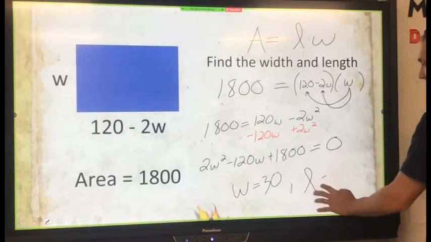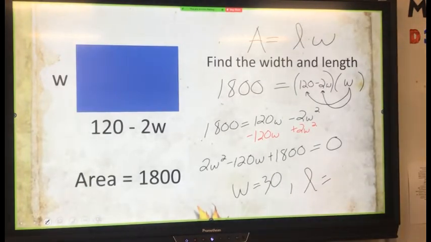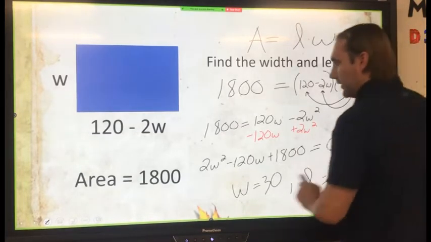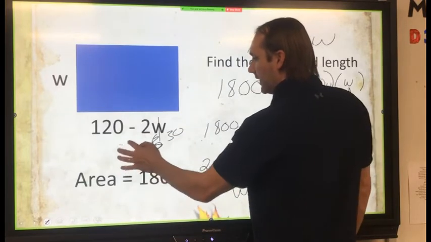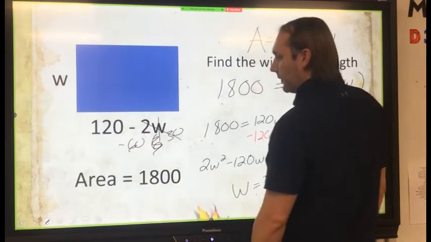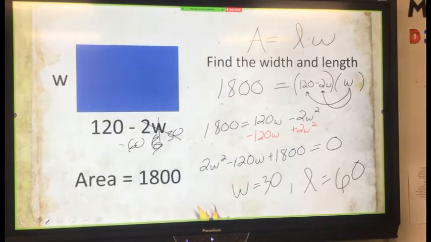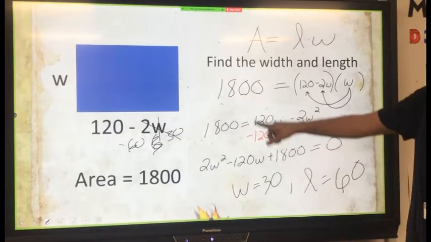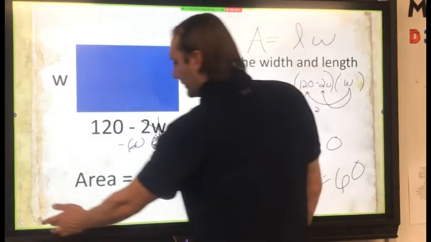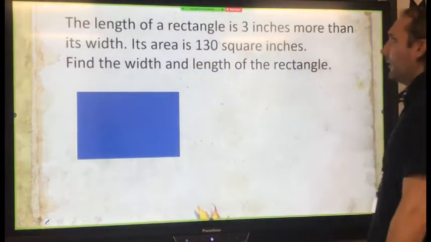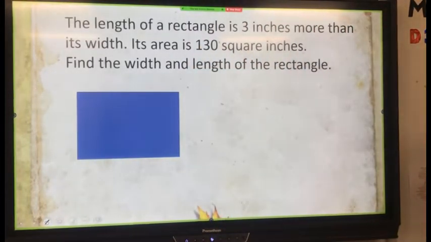And if W equals 30, what is my length? 60, right? Take 30, plug it into here. That's negative 60. 120 minus 60 is 60. So my width is 30, my length is 60. If I multiply these two, I get an area of 1800. So here's how we're going to set up and work all of our word problems here with geometry. Period. Now let's start looking at these word problems and decipher them.